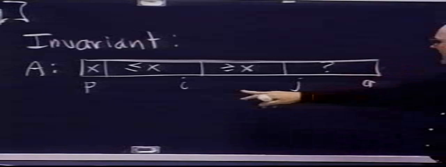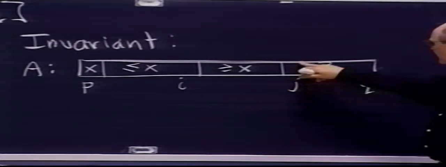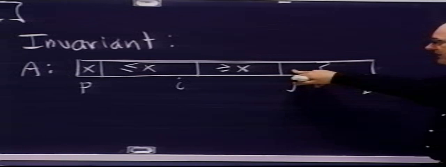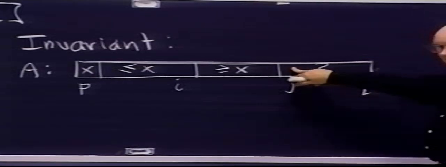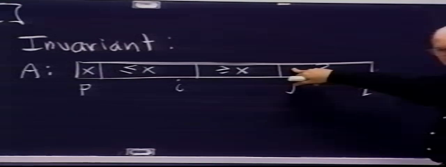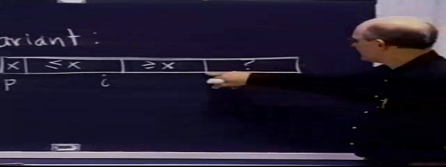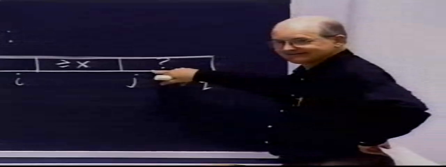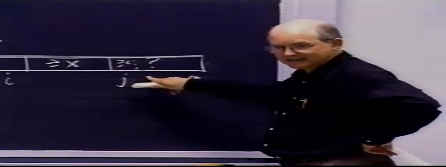Okay? And at each step, what we do is we increment J. And then we first check if A of J is greater than or equal to x. Well, if it is, how can I maintain the invariant? Just increase J. Right? Because if this next element here is greater than or equal to x, there's nothing to be done except to increase J, and the invariant is satisfied.